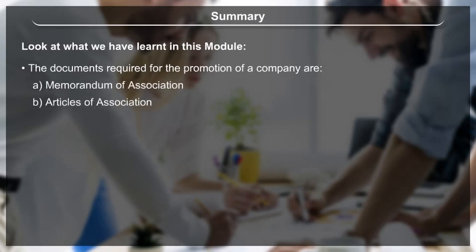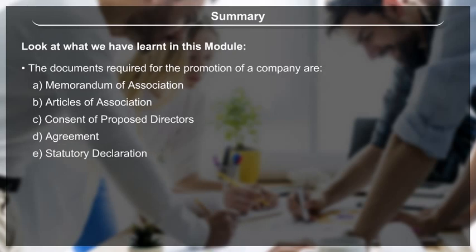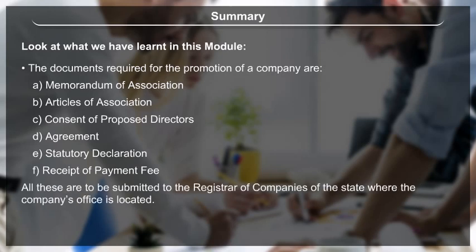The documents required for the promotion of a company are A. Memorandum of Association. B. Articles of Association. C. Consent of proposed directors. D. Agreement. E. Statutory declaration. F. Receipt of payment of fee. All these are to be submitted to the Registrar of Companies of the state where the company's office is located.